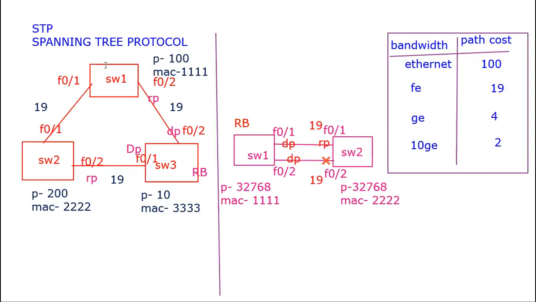The bridge ID is the priority and MAC address. So the priority of switch 1 is 100 and priority of switch 2 is 200. So switch 1 has the lowest priority. So straight away, FastEthernet 0/1 of switch 1 will become the designated port, and the last one that is left will be blocked.